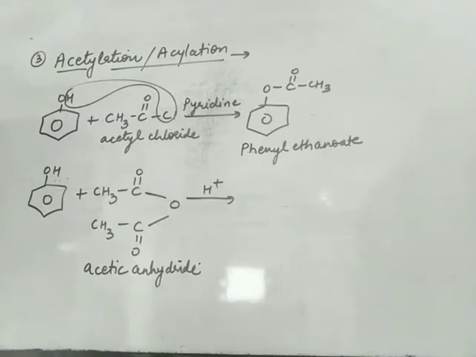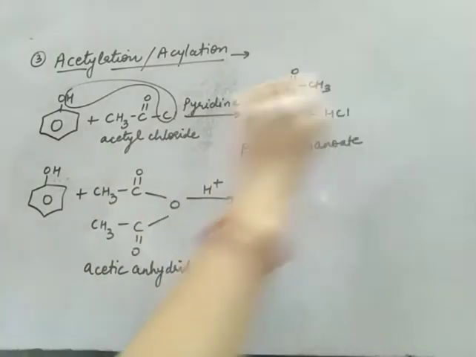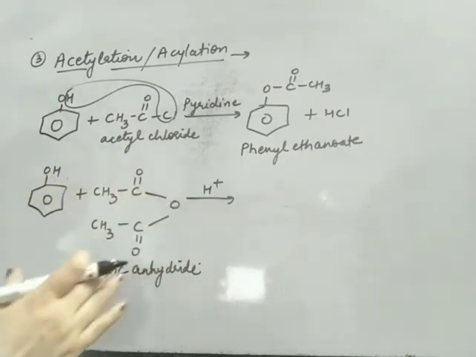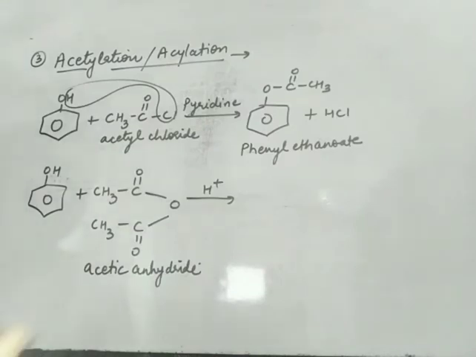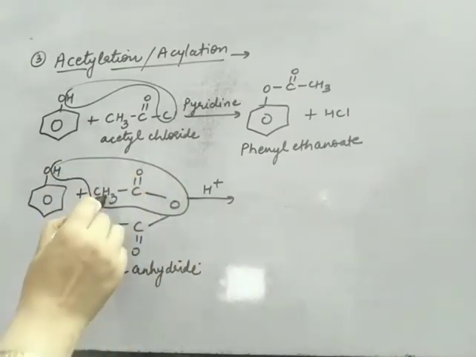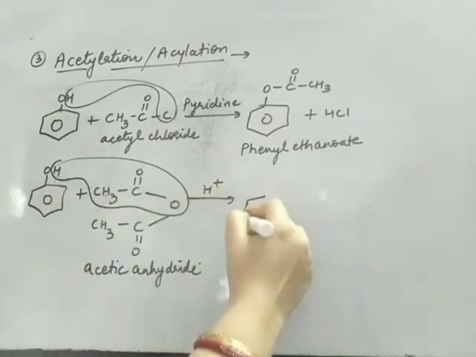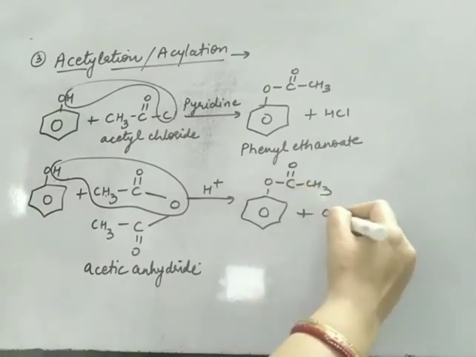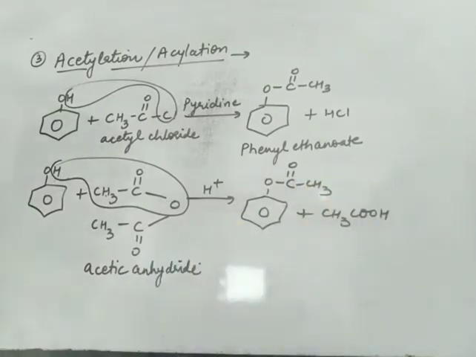Now what is the role of pyridine here? HCl is the byproduct, and pyridine removes HCl as it is formed so that the reaction proceeds more in the forward direction. The same acetylation can be done with acetic anhydride also. Acetic anhydride is also used for acetylation. So it will be like this. CH3COOH is removed and again there is introduction of the acetyl group, and the byproduct is CH3COOH. This reaction is known as acetylation reaction.